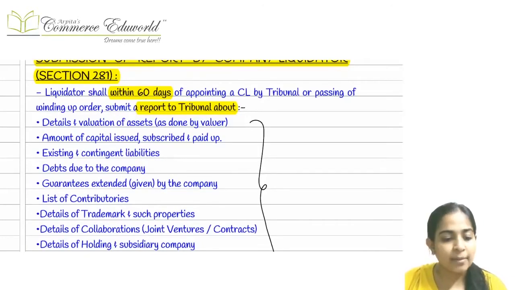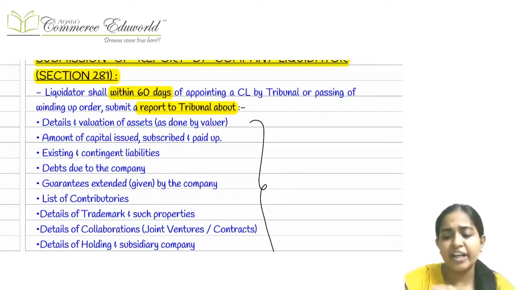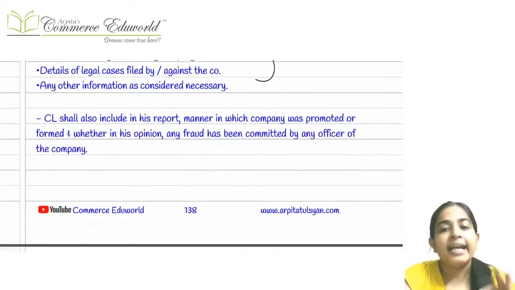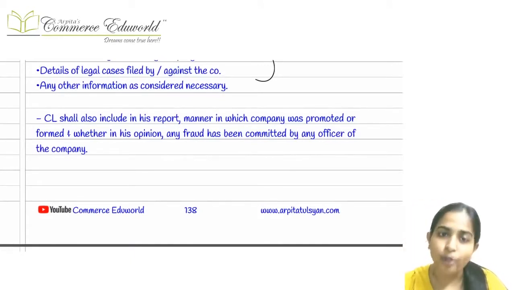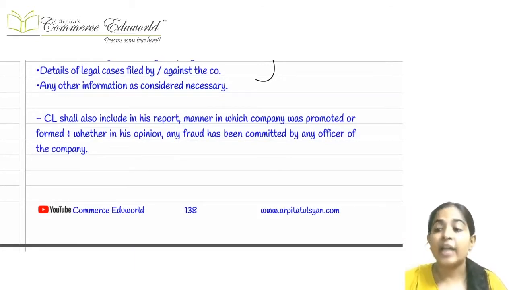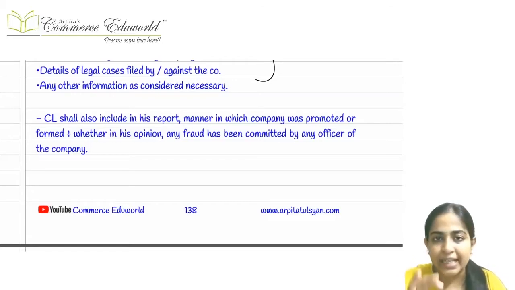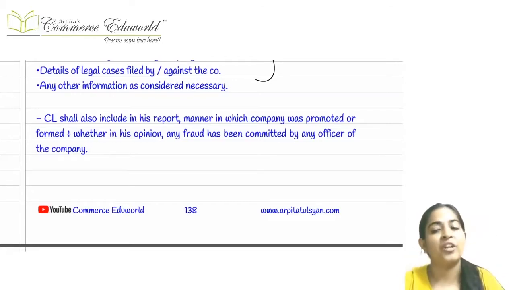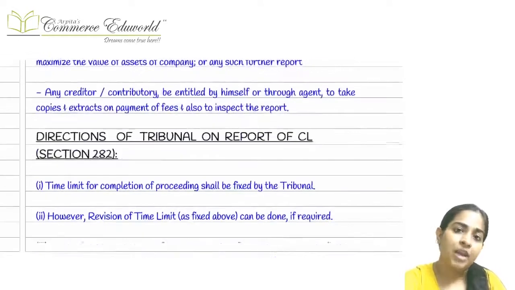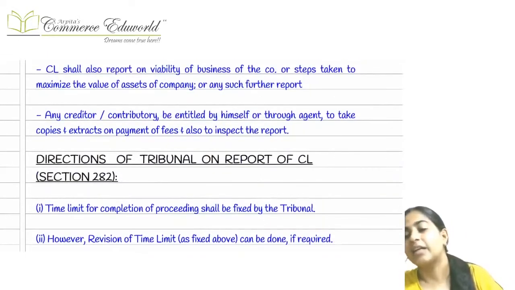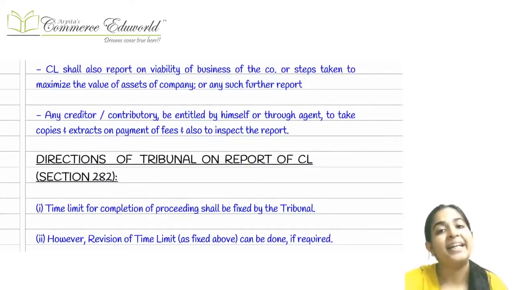He will check in which companies our company has invested, that is our subsidiary companies, our joint ventures, etc., or who is our holding company. He is going to try to find each and every fact about the company, and a report on all these things will be submitted to the tribunal, so that we are keeping the tribunal in the loop. Whatever work is done by the company liquidator, a report of that has to be submitted to the tribunal mandatorily.